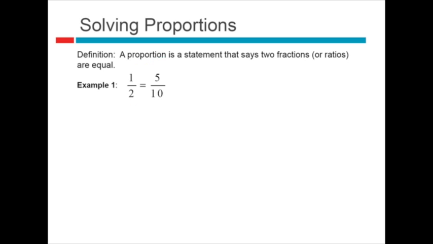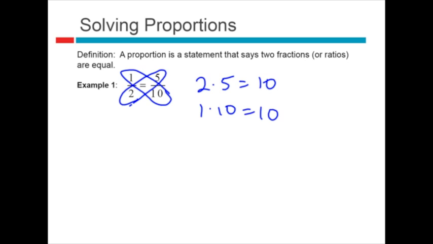Now we're going to be looking at a little bit of a different way to see that these two fractions are equal, in a more proportional way of thinking. We're going to notice that if you multiply the two diagonals of this equation, here we have one diagonal, and here we have another diagonal. If you multiply that first diagonal, 2 times 5, you get the number 10. And if you multiply the second diagonal, 1 times 10, you also get the number 10. So that's a very common way to verify if a statement like this is actually a proportion or not. What you do is you multiply the two diagonals and see if they equal the same number.